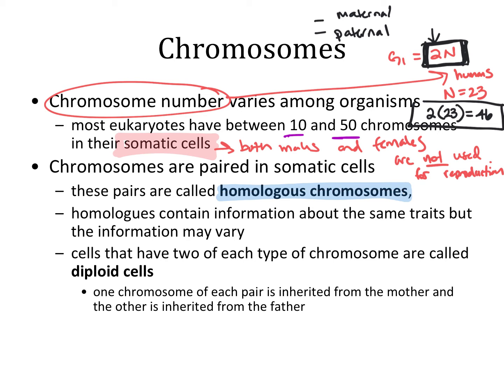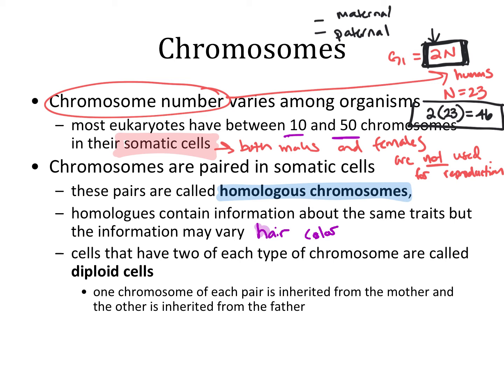Homologs contain the same information about the same traits, but the information can vary. A good example of this, well, actually it's a terrible example of this, is hair color. It's sort of terrible because there's more than one gene that controls it. Okay, so for example, the hair color gene is found on the same chromosome in the same place.